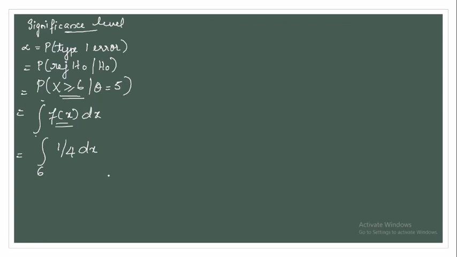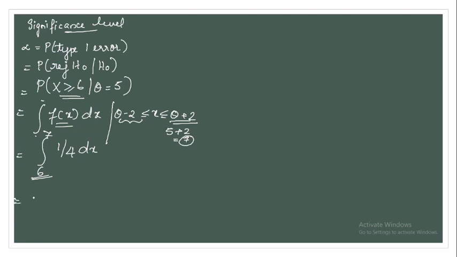Then what about the upper limit? What is the limit of x? Theta minus 2 less than or equal to x less than or equal to theta plus 2. Now this part you can take as such because you are given a condition over here, so that's why your lower limit is 6. What about the upper limit? You have theta is equal to 5, so 5 plus 2 is equal to 7. So this is your upper limit. That is, integral 6 to 7 of 1 by 4 dx.